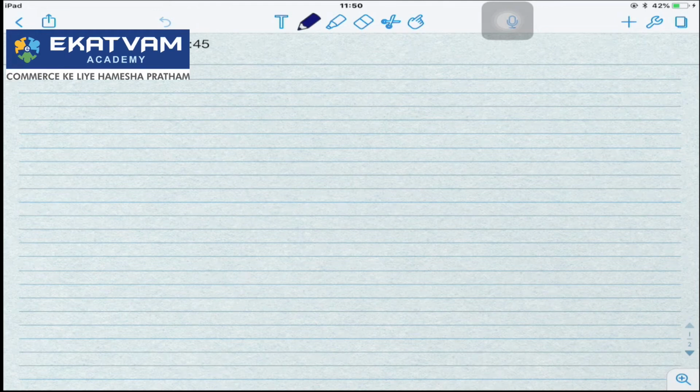I want concentration. We are going to start with yet another simple chapter that is going to give you another 3 to 4 marks, and that chapter is related to what? Index numbers. And for the second chapter, we are going to start the revision of index numbers.